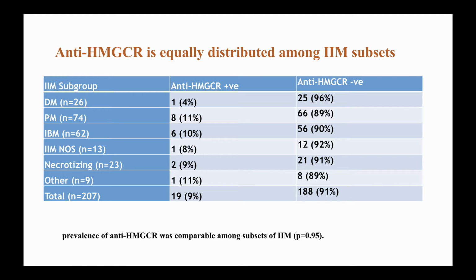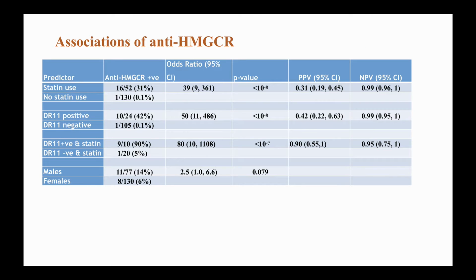Then we looked to see whether these antibodies occurred preferentially in patients with NAM. And actually, you can see from this slide in the middle column, patients who are antibody positive, and you can see that these are roughly equally distributed across the different subsets of inflammatory myopathies. So there was no real difference, and they did not preferentially occur in patients with NAM. They were seen in all subsets of disease.